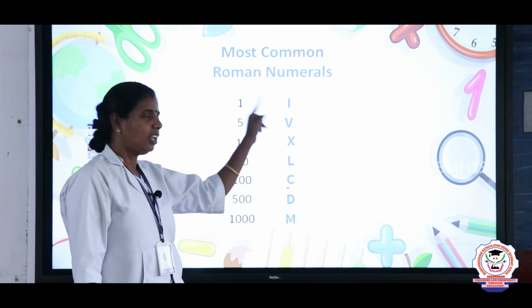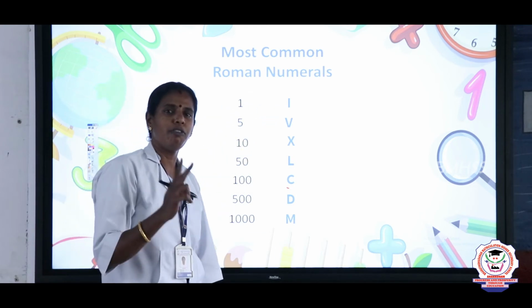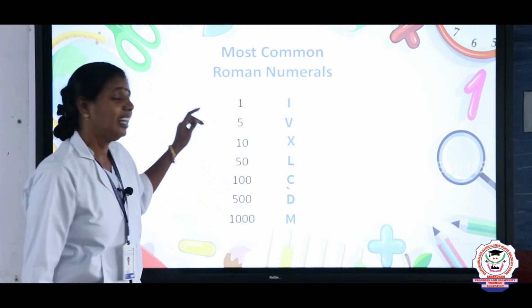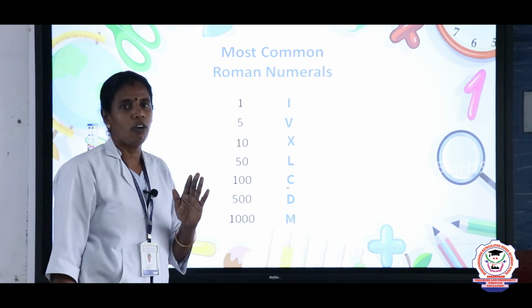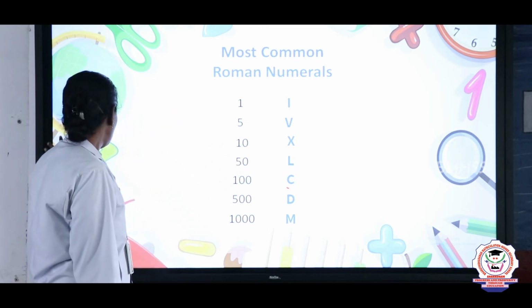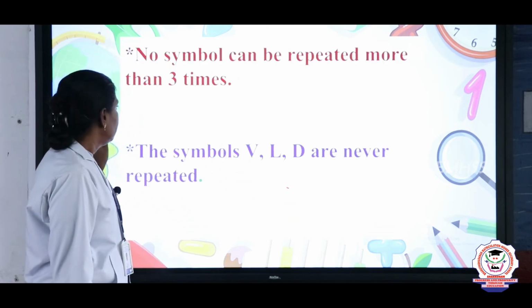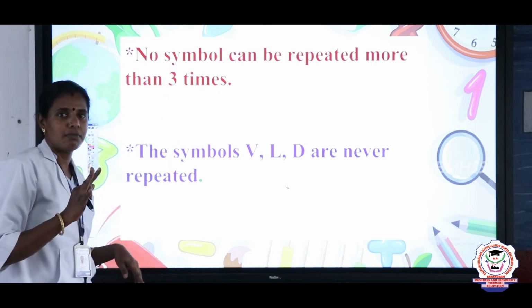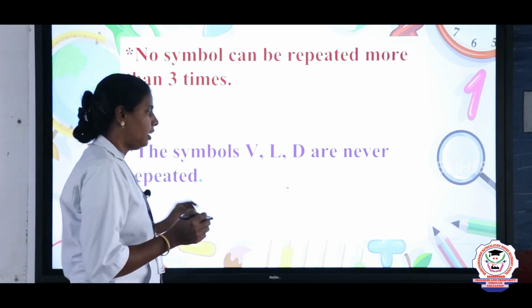So for 1 we know the Roman numeral is I, and what about 2, 3, 4 and the remaining numbers? Here there are some rules to write Roman numerals. So what are all the rules? First, we will see: no symbol can be repeated more than 3 times. So we have seen number 1, right?